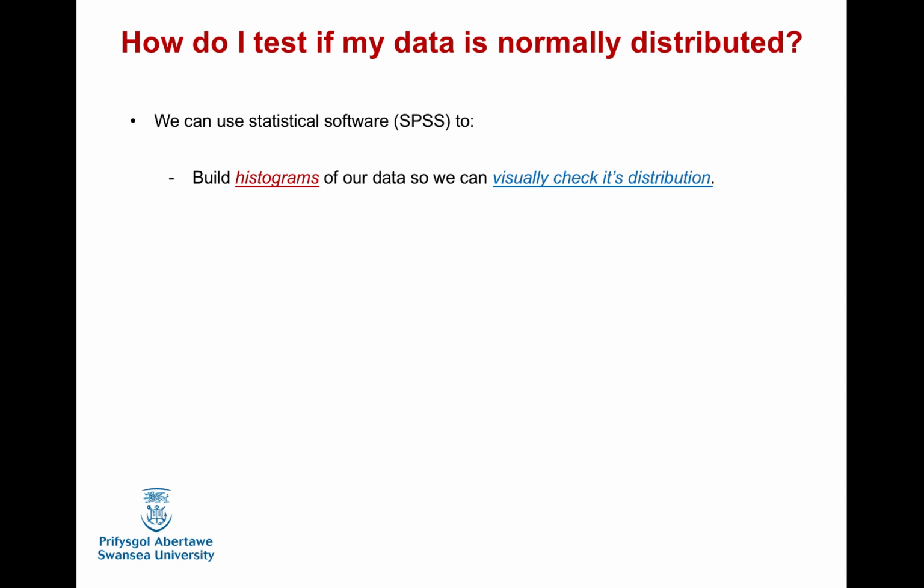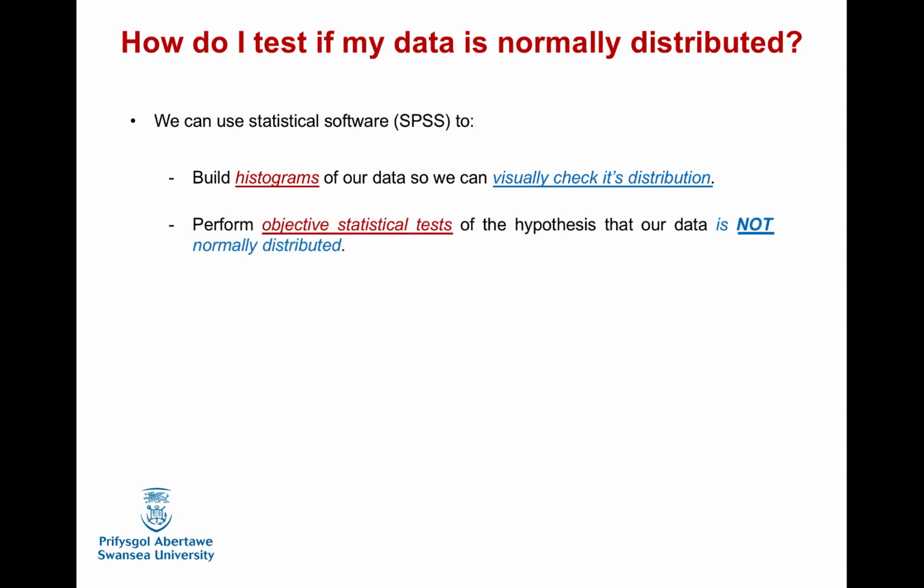It might look like the data is tending towards a normal distribution, but actually we probably need some kind of more objective test of whether it is or not. And there are a number of different tests that we can use to do that. So we can perform an objective statistical test of the hypothesis that our data is not normally distributed.